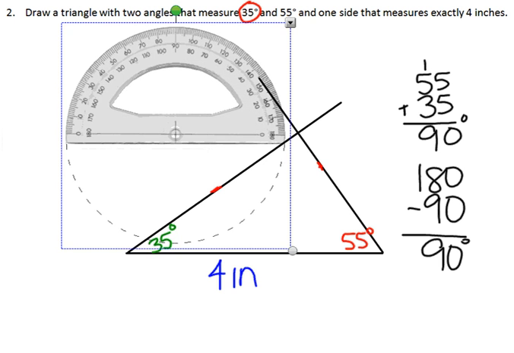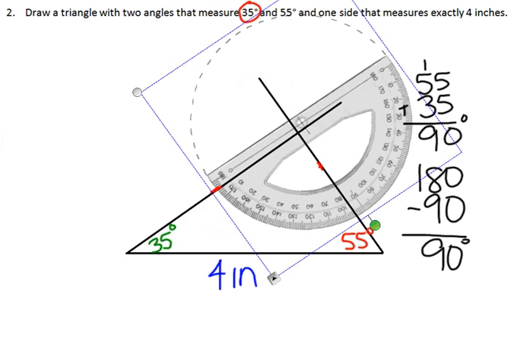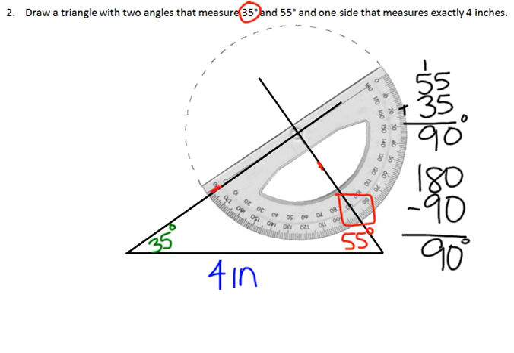So we can test that by using the protractor, flipping it around, and when we line everything up, we can look right here and see that that line does cross right through 90. And so let's label the final angle 90 degrees, and we can be sure that everything matches up like it should.